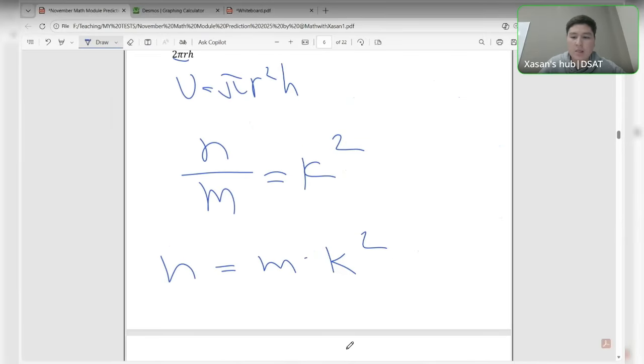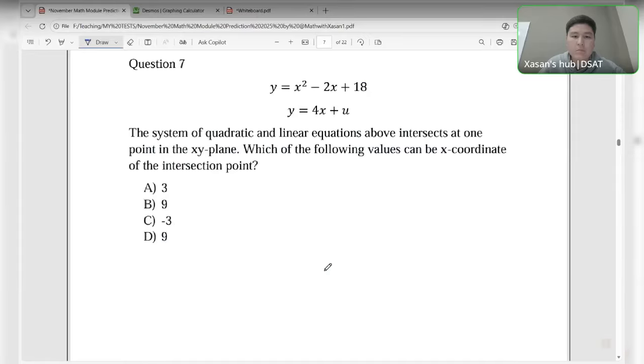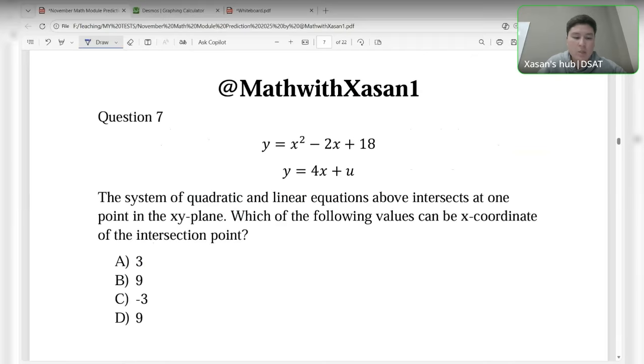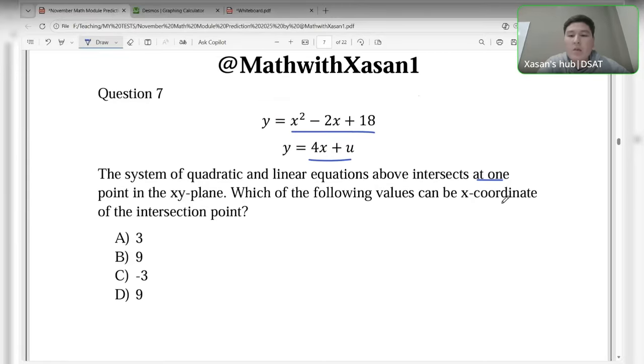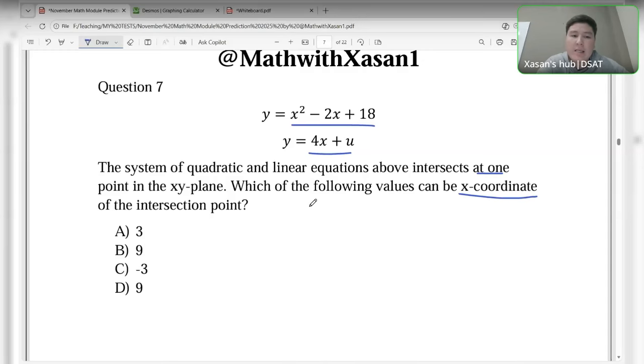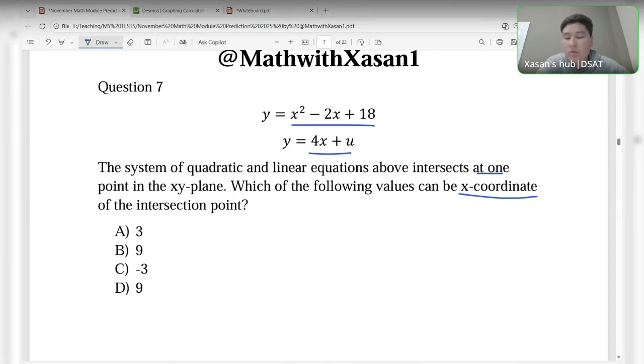Move on, guys. Question 7. Another good question, quadratics and then the linear function. We can start now. Look, guys, the question is saying that we got a quadratic equation and a linear function which are intersecting at the one place, like one point, which means we have one solution. And which of the following can be x coordinate, guys? That's now asking about the x coordinate of the solution.